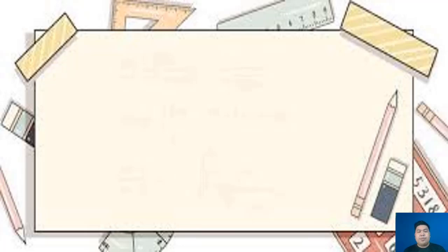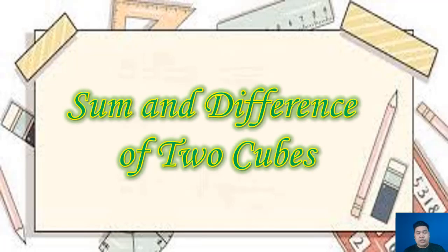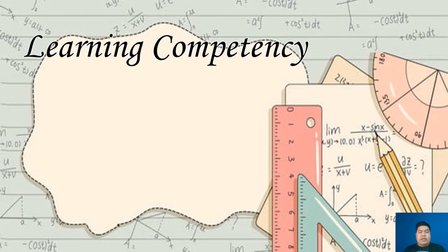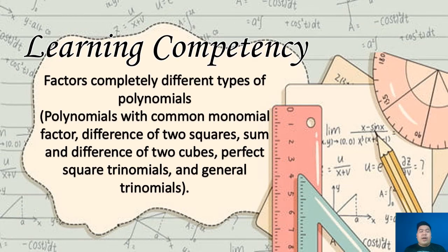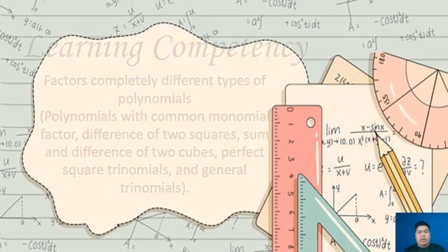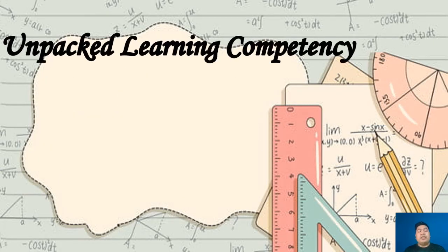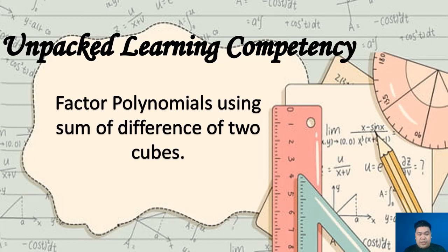Good day. Our next topic is the sum and difference of two cubes. Our learning competency here is to factor completely different types of polynomials: polynomials with common monomial factor, difference of two squares, sum and difference of two cubes, perfect square trinomial, and the general trinomial. Our unpacked learning competency is to factor polynomials using the sum or difference of two cubes.